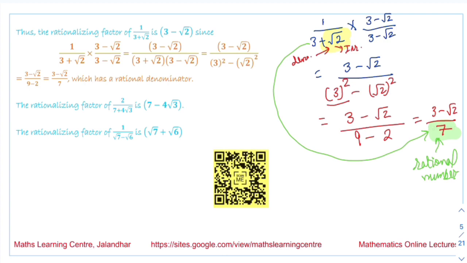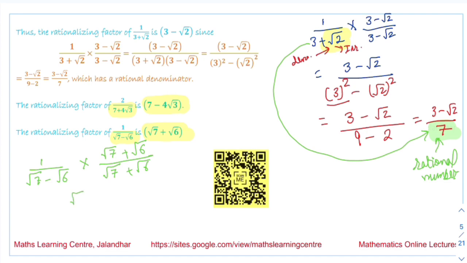We are saying if this is the number, the rationalizing factor is 7 minus 4 root 3. If it is square root of 7 minus square root of 6, it is square root of 7 plus square root of 6. So these are the three examples corresponding to the previous formula that we have seen. Suppose I am talking about 1 over square root of 7 minus square root of 6. What we are going to do is multiply and divide it with this term.